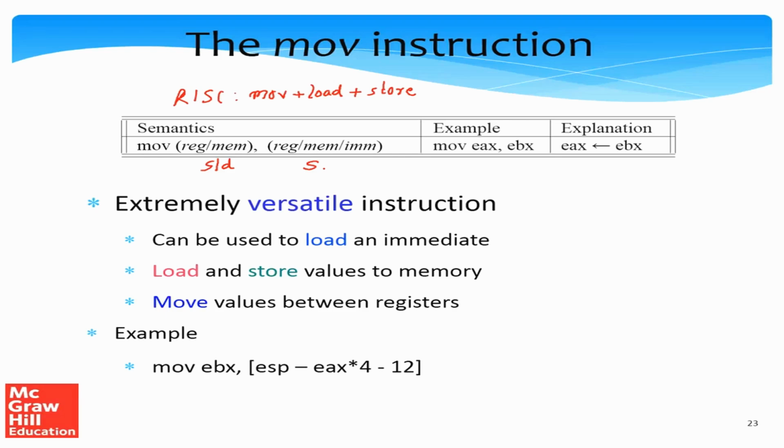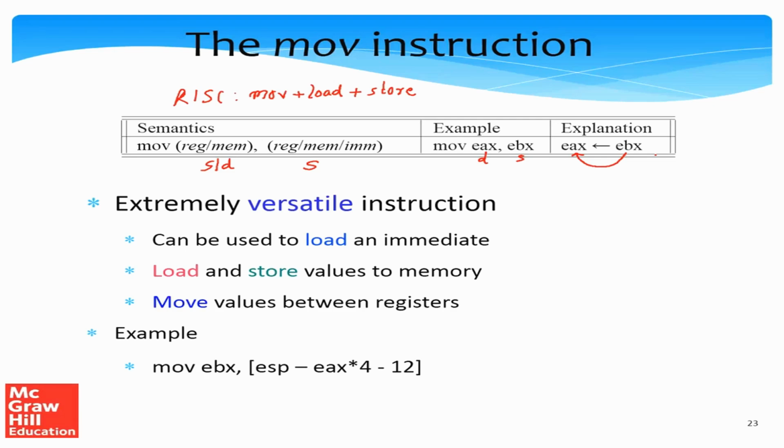So let's consider an example. Let's say we write MOV EAX, EBX. So in this case, this is very simple. The first operand is the destination, and the second operand is the source. So we move the value of the source to the destination. So the move instruction is extremely versatile.